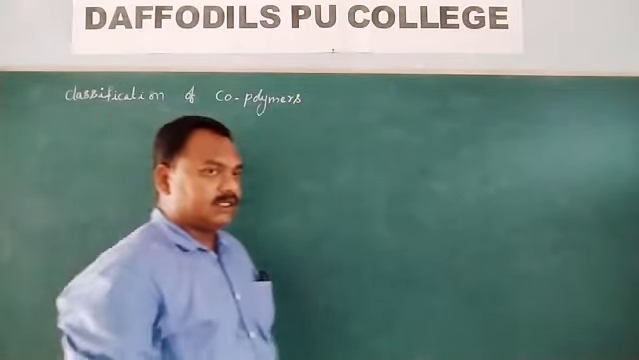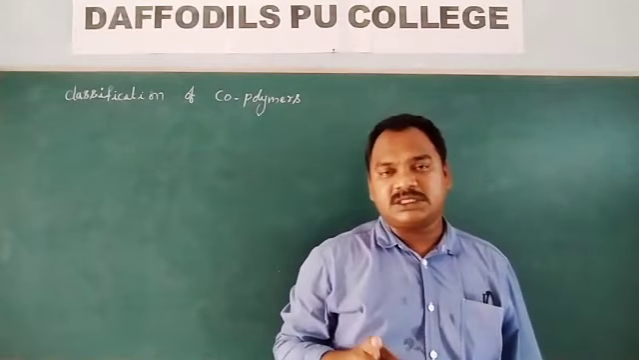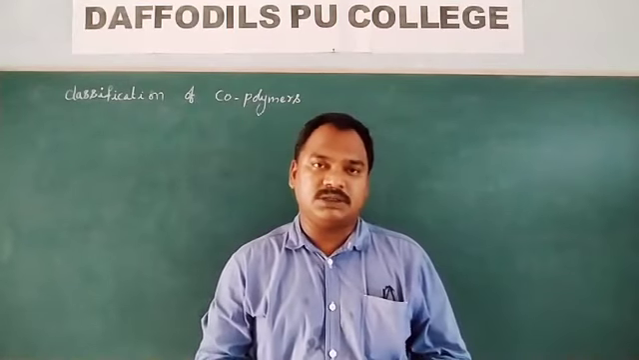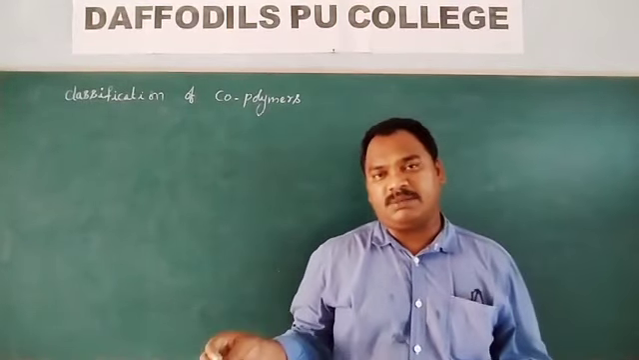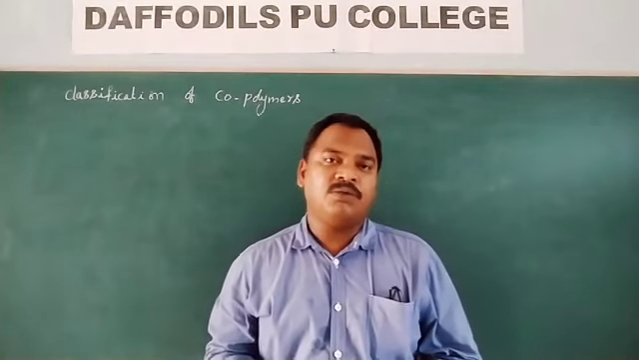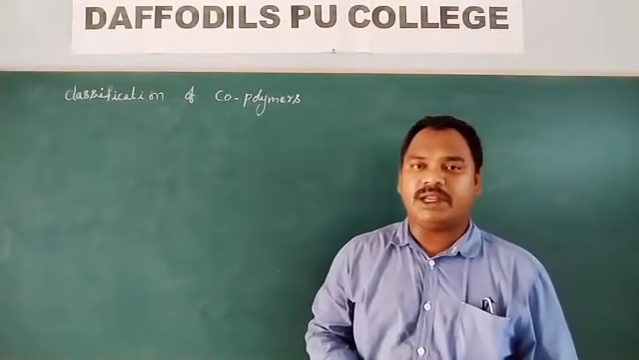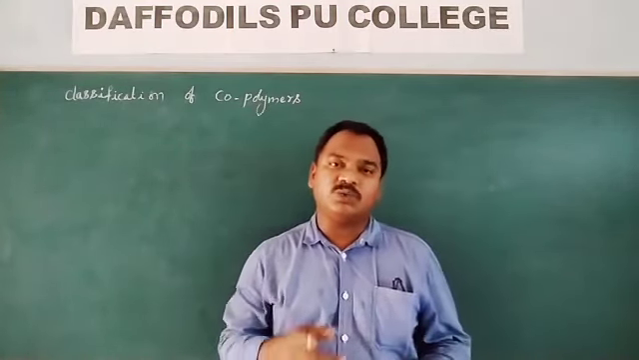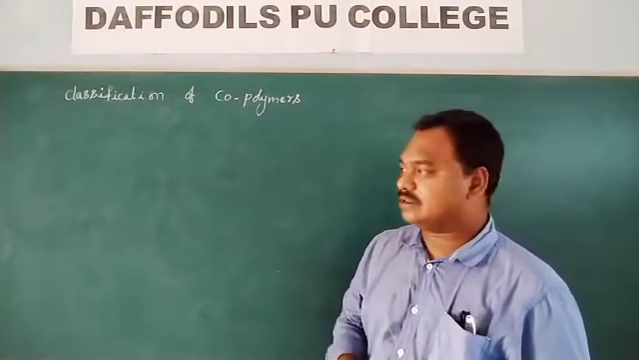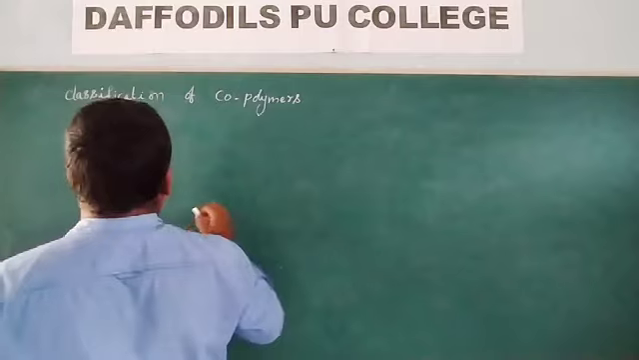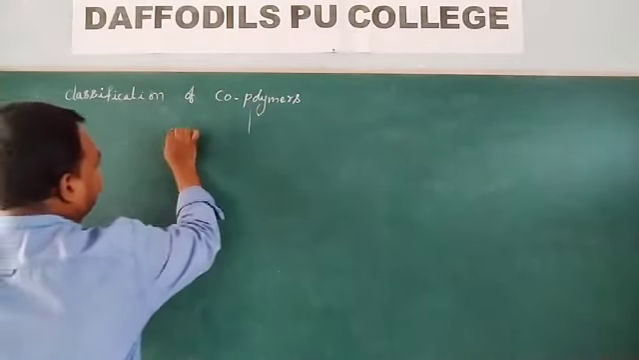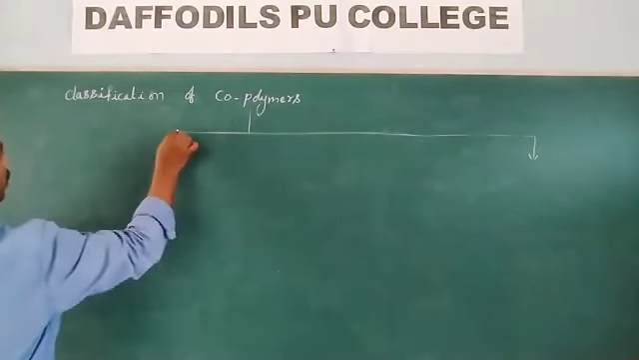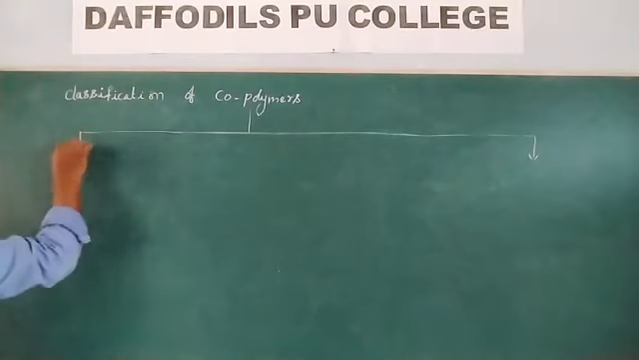What is meant by a copolymer? Polymers which contain more than one kind of monomeric units are known as copolymers. Homopolymers are polymers that contain only one kind of monomeric unit. Now we are discussing the classification of copolymers. Copolymers are divided into four types.